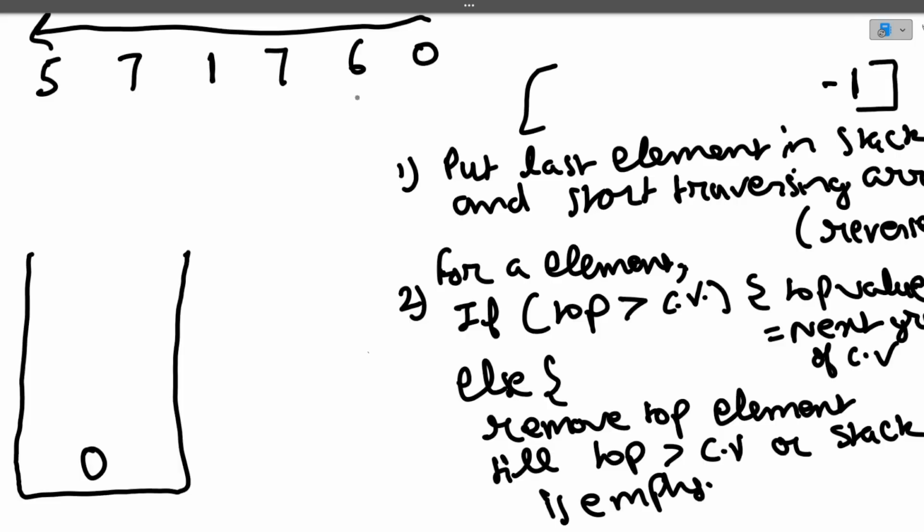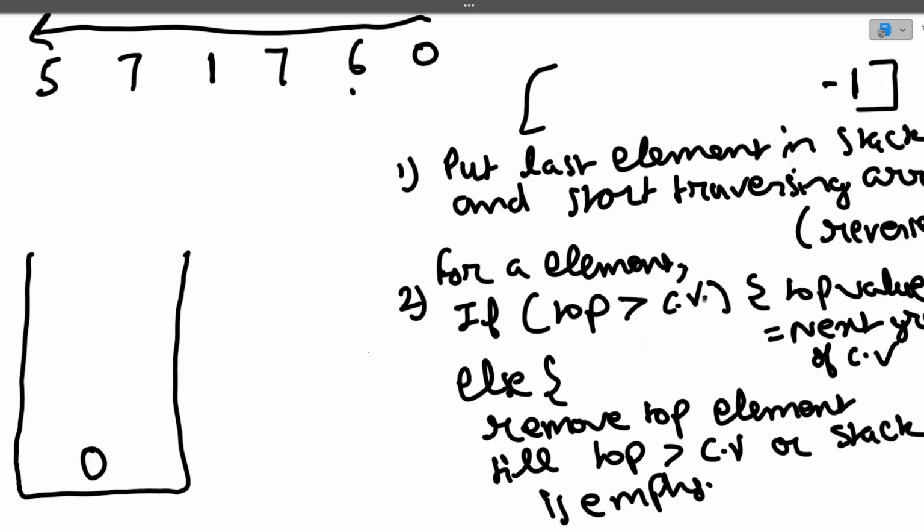Now we will traverse from behind. Currently we are at 6. First point is done. Let's read the second point. If the top element of the stack is greater than the current value, where the current value is 6 and top is 0, then the top value will be the next greater value of the current value.